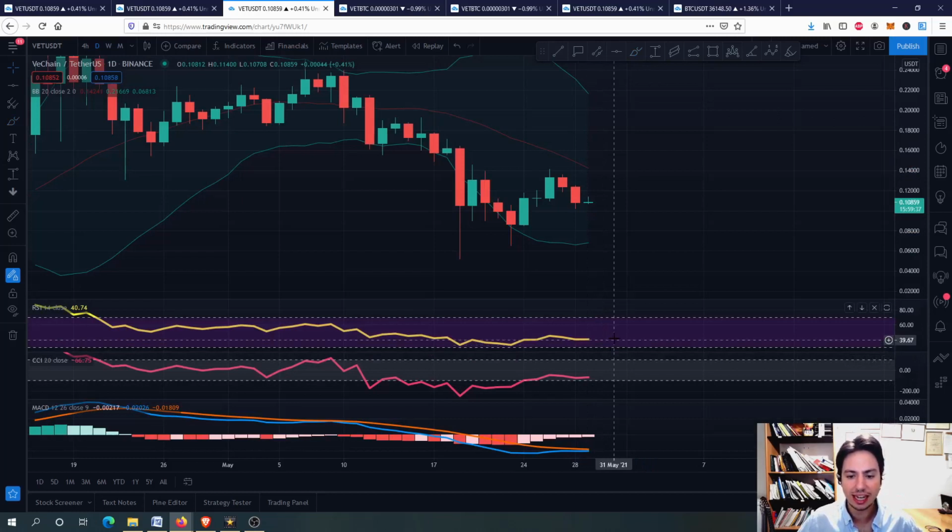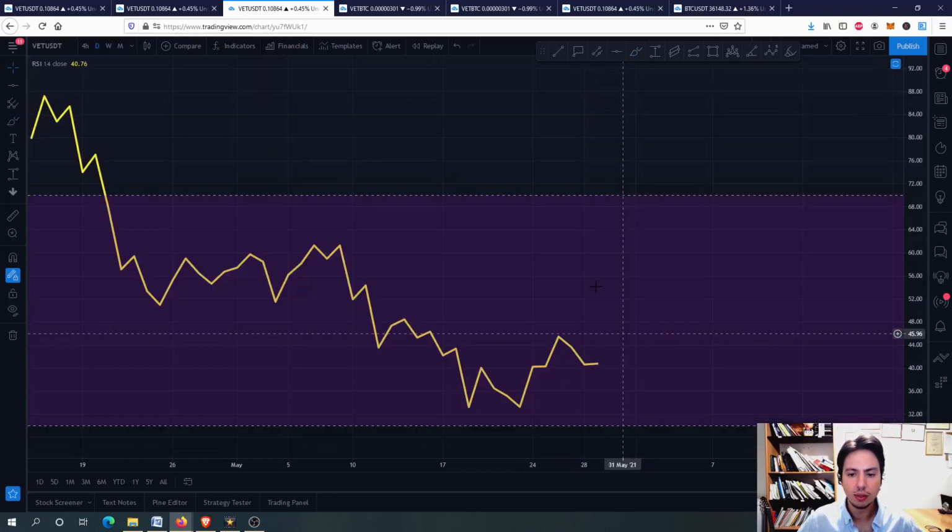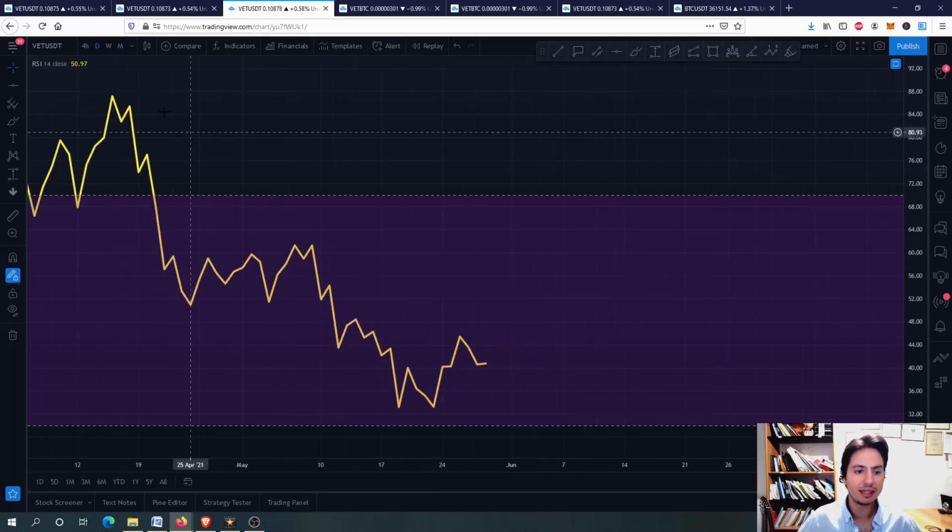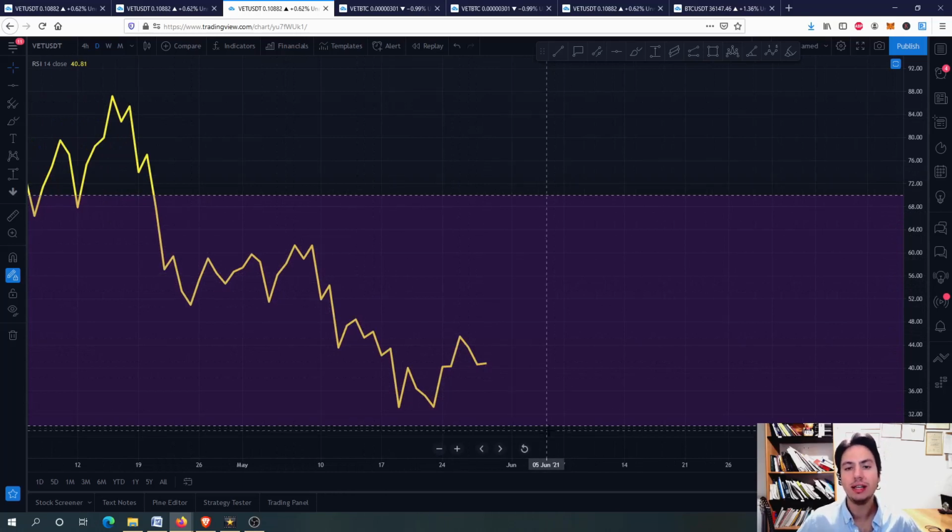Same for the RSI. The RSI here, guys, we want to continue going upwards. We want eventually to stop having this downward trend here for Vechain that we were seeing. We don't want to go below 30. If we go below 30 though, this will be a great buying opportunity.